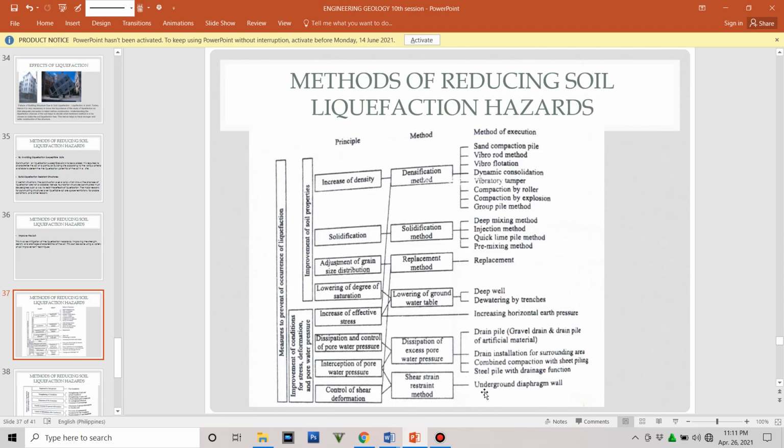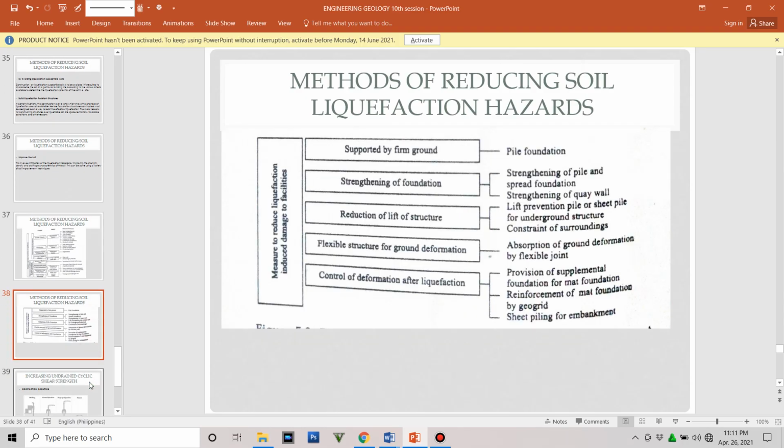We have the underground diaphragm wall. Okay. So measures to reduce liquefaction-induced damage to facilities. So paano natin mababawasan ang damages to facilities? We have supported by firm ground, the pile foundation.